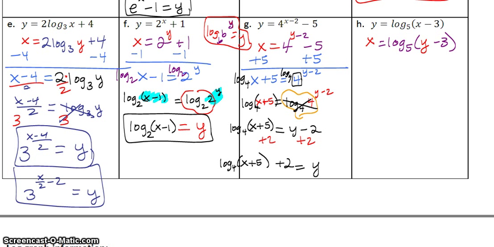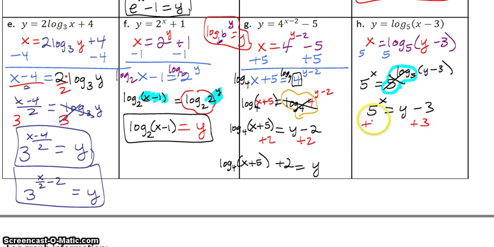So right away this time I'm at the step where, well, I see a log, so I'm going to exponentiate both sides. So I'm taking both sides as powers of 5. So if I want to write it out nice and neatly, this step is optional. That's what it would look like. But what's happening is those guys cancel each other. And so I've got 5 to the x power equals y minus 3. Add 3, add 3. 5 to the x power plus 3 equals y.